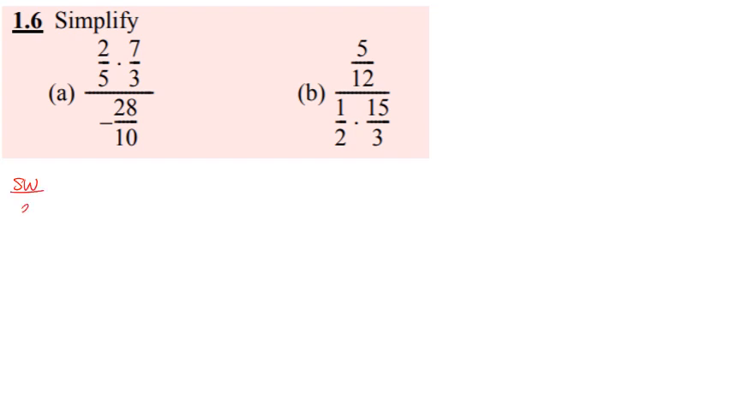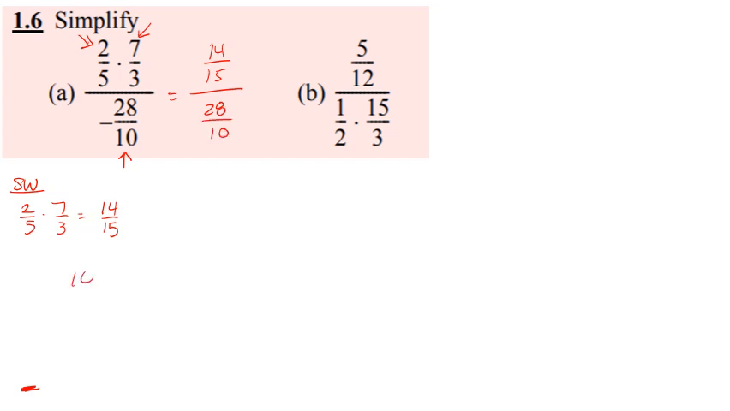I have 2/5. Oops, I forgot to do the signs. So positive times positive is positive. Divided by a negative is negative. So final answer is negative. Okay, 2/5 times 7/3. I don't think anything can reduce. Checking. Nope. So this is 14 over 15. So this will be 14 over 15 divided by 28 over 10.